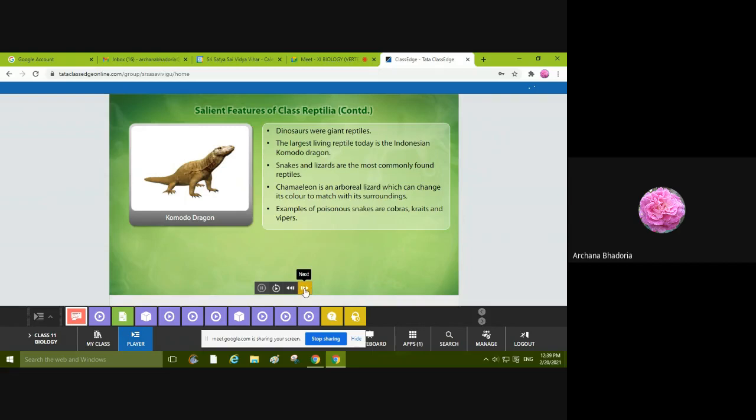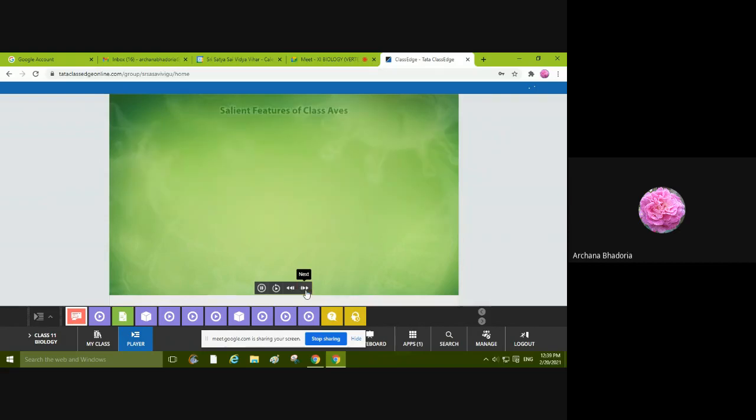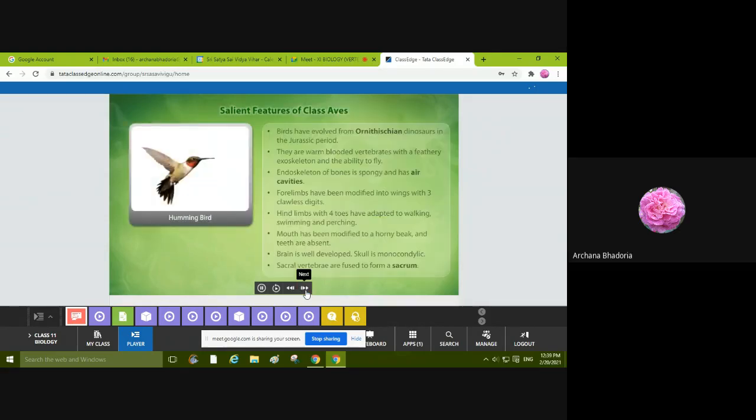Okay, done everyone? So poisonous snakes, cobras, kraits, vipers, they are the examples they have given. Now we take up the next class, that is Aves. So it is your fourth class. Birds have evolved from ornithischian dinosaurs in the Jurassic period. When did they evolve? In the Jurassic period.